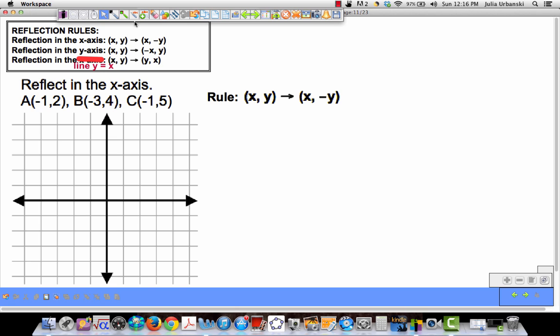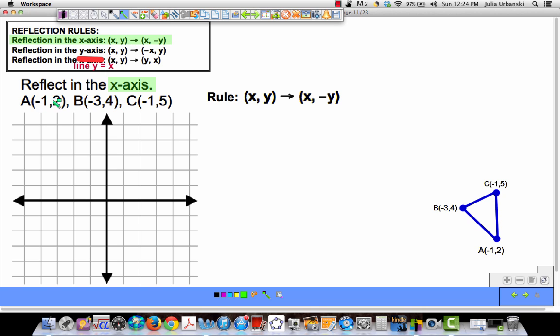When you're going to reflect in the x-axis, there is a simple rule you can follow every time. Reflecting in the x-axis takes any point you have already, (x, y), and turns it into (x, negative y). The x's stay the same, the y turns into negative y.